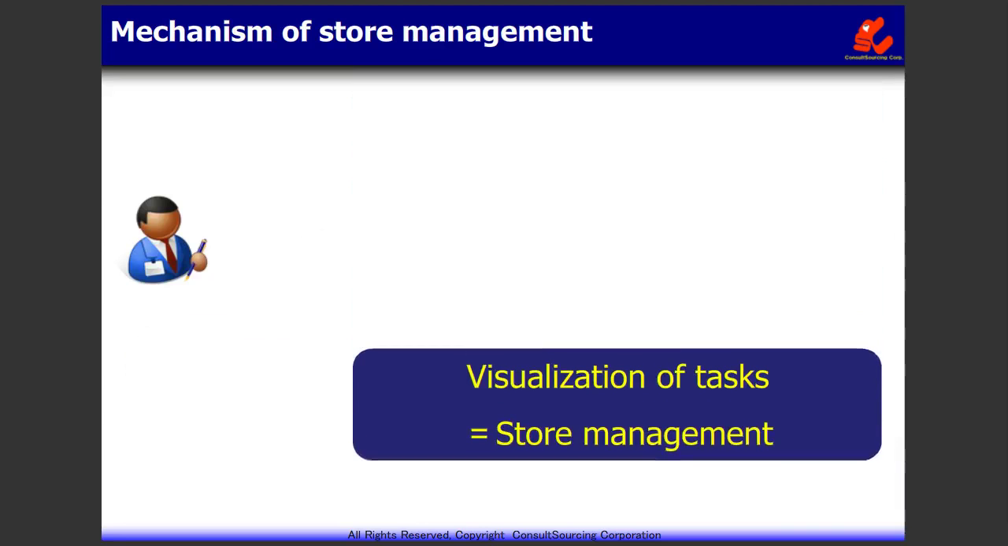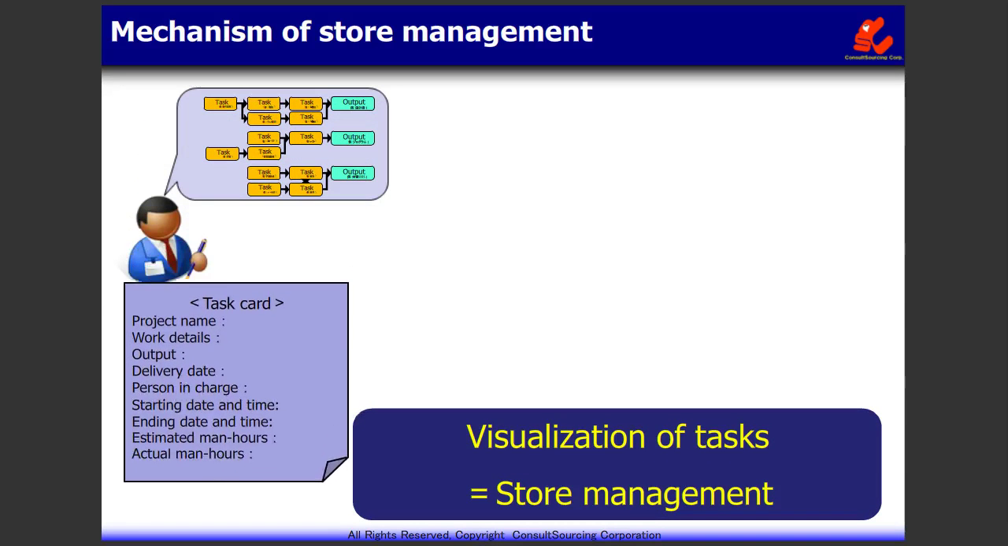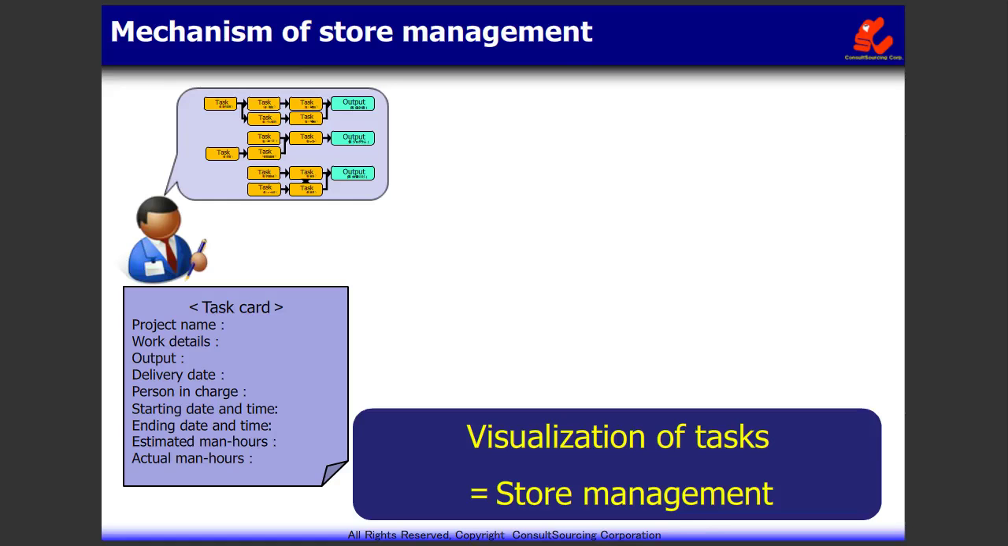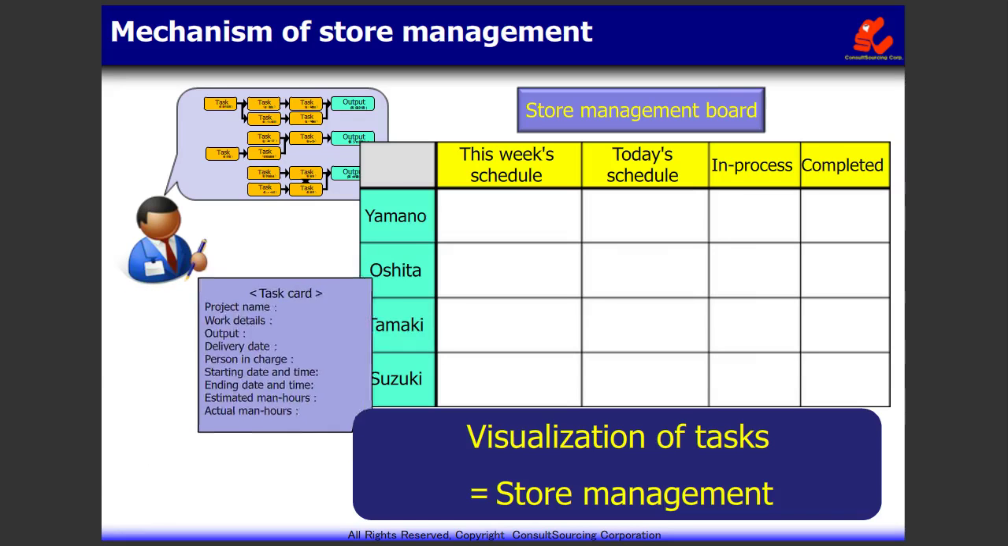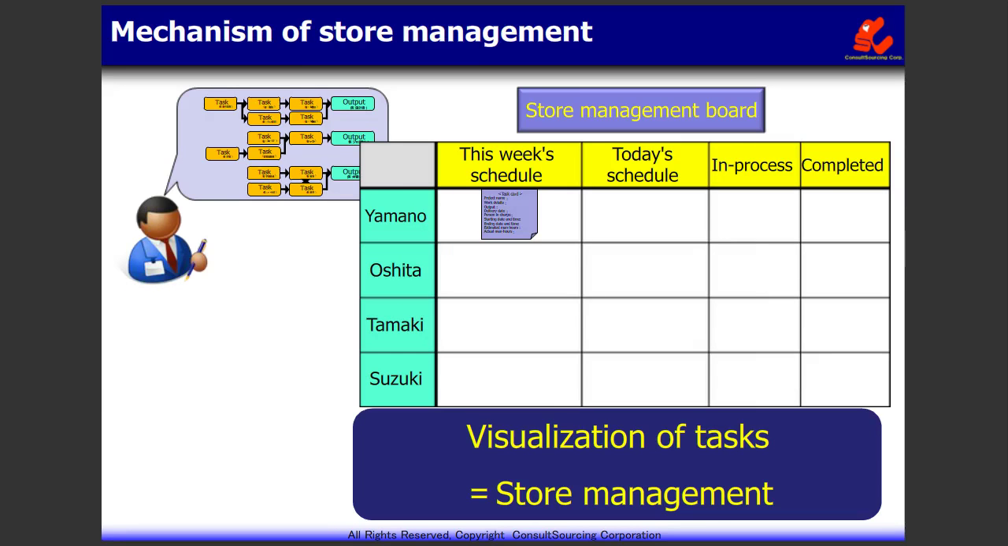In store management for a project, task cards will be made in the beginning based on the WBS, the work breakdown structure. On the task card, write down the work details, output, delivery date, estimated man hours, and other data. Then, prepare a store management board to post the task cards. This store management board shown here is to visualize whether a staff's tasks are scheduled, in process, or have been completed. Fill in the task card and post it to this week's schedule column. In the morning, move the card to today's column. Transfer the card to the in-process column once the work has been started.